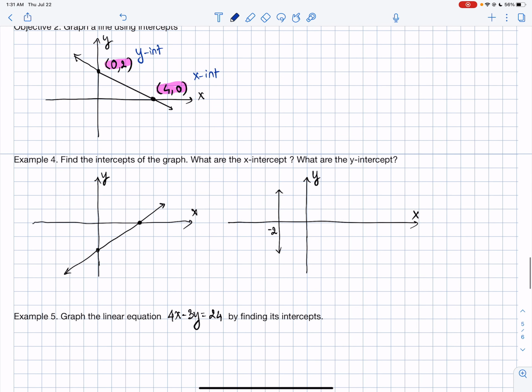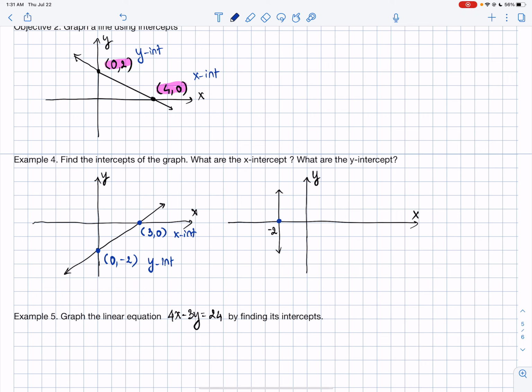Example number 4. They want us to find the intercepts of the graph. So we see this point right here. The point is 3, 0, and this point is on the graph and is on the x-axis. Then this is the x-intercept. And this point is 0, -2, and this is the point on the y-axis. So we have 0, -2 as the y-intercept.